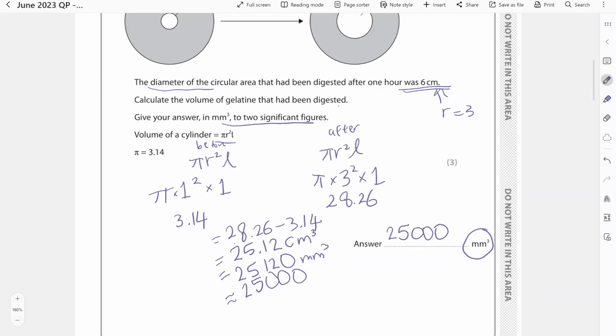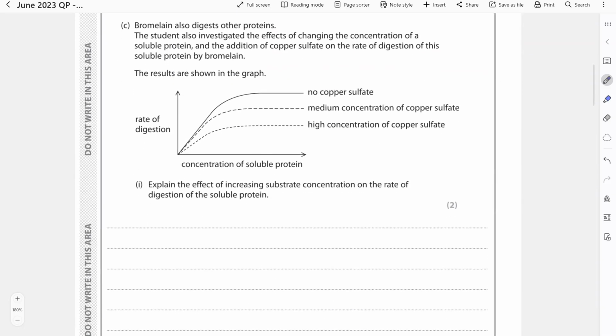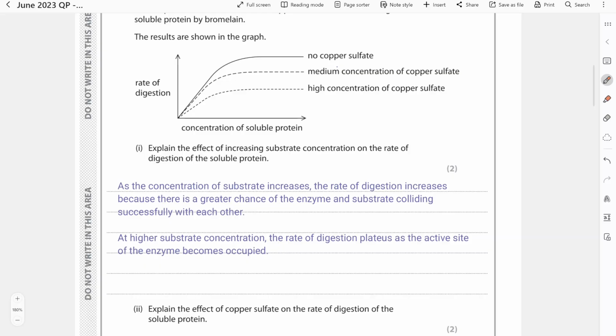All right, let's move on to part C. Bromelain also digests other proteins. The student also investigated the effects of changing the concentration of a soluble protein and the addition of copper sulfate on the rate of digestion of this soluble protein by bromelain. All right, part 1, it says, explain the effect of increasing substrate concentration on the rate of digestion of the soluble protein. So this is what I've written.